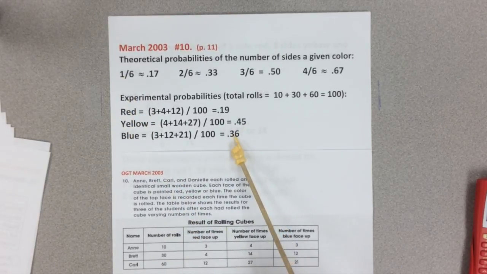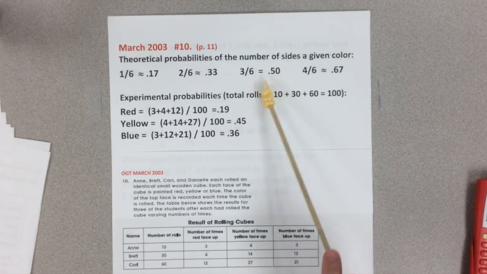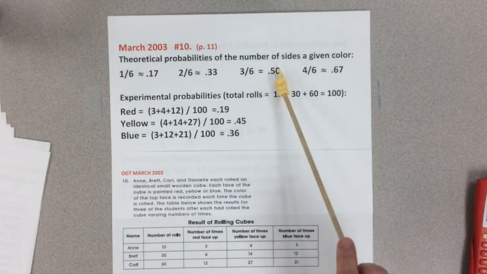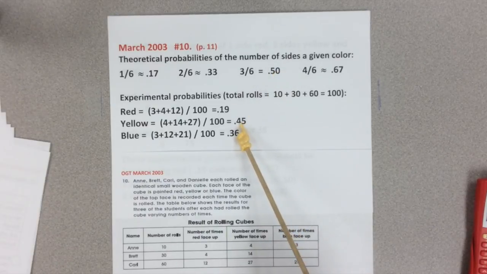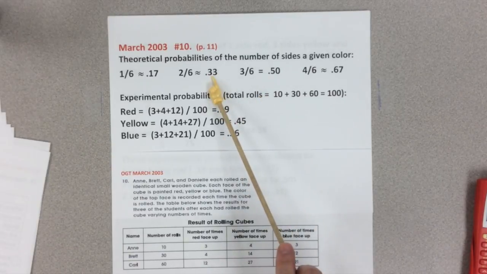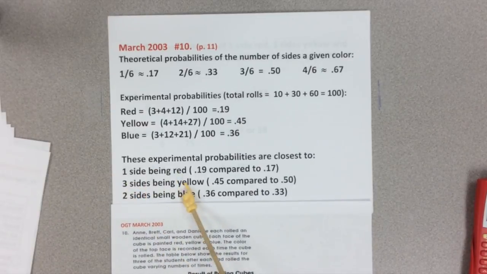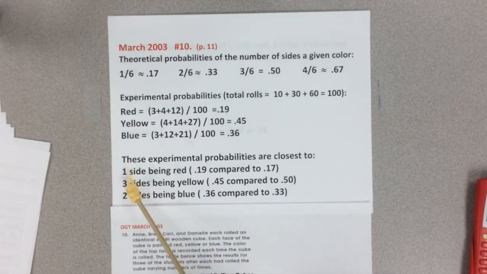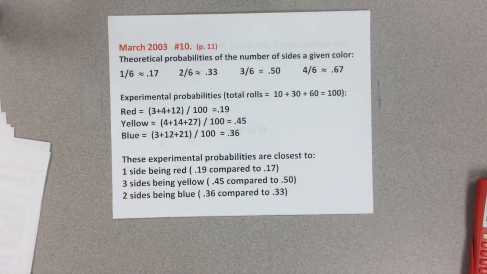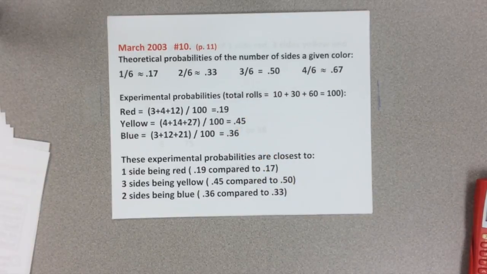Then 0.45 and 0.36. So I'm going to use 0.45 as 3 faces. It's a little under that, but technically, if you round it off, the 4 rounds up to a 5. And then for 0.36, I'm going to use 0.33. Then that would work. 1 side being red, 3 sides being yellow, 2 sides being blue, would add up to 6 faces altogether. So those are what I'm going to submit based on my theoretical versus my experimental probabilities.